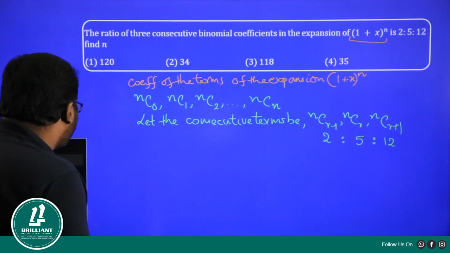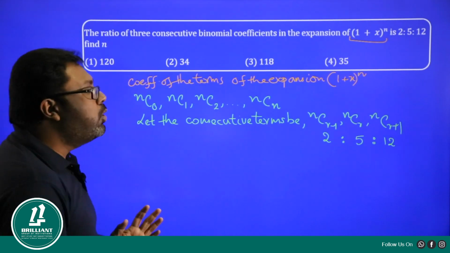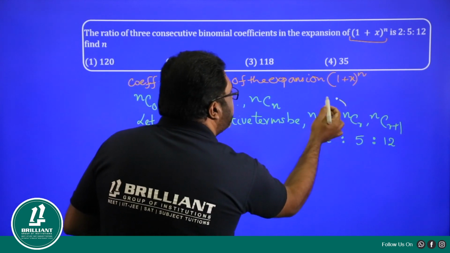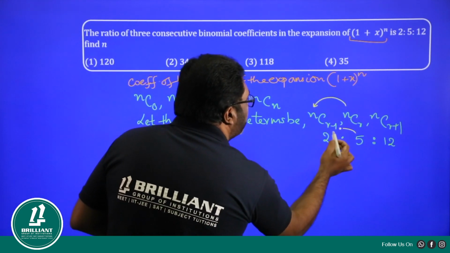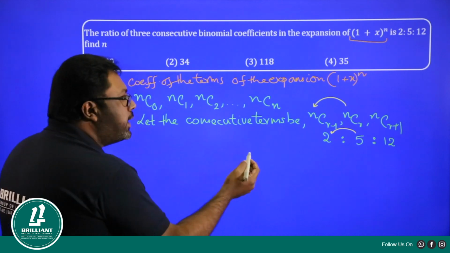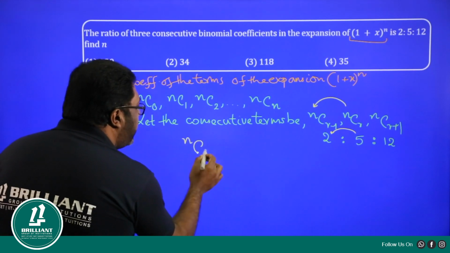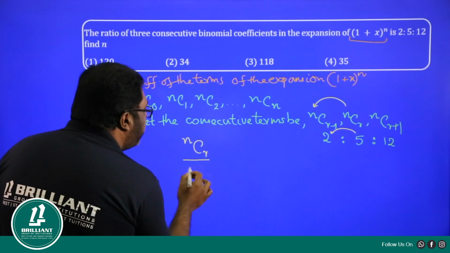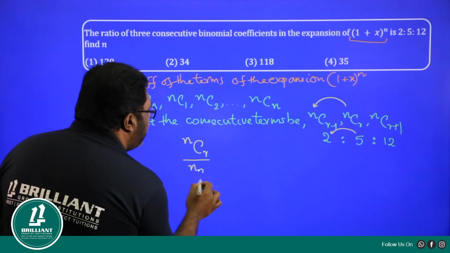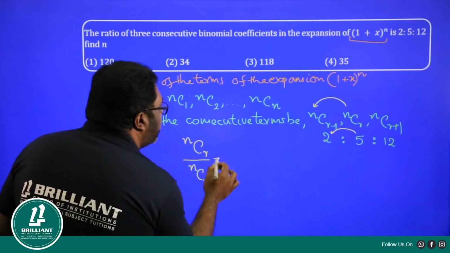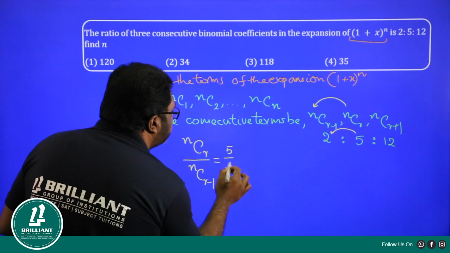Now let's see, there's going to be a very important relationship that goes over here. Let's consider the ratio between these 2 coefficients. So I can say then nCr divided by nC(r-1) is equal to 5/2.